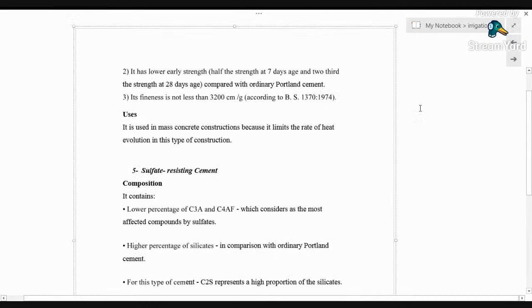Next, I told you it has a lower early strength. As compared to ordinary Portland cement, it has a very lower early strength. The strength is gained very gradually. The final strength will be the same as ordinary Portland cement, but we do not want the early strength to be gained very quickly. So half of the strength we will get at the age of 7 days, and two-thirds of the strength we generally get at the age of 28 days.